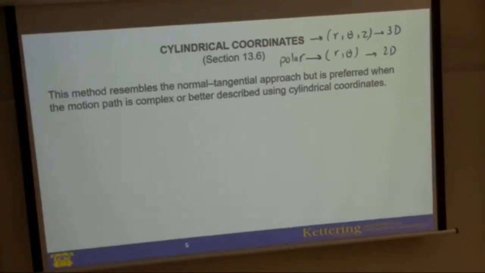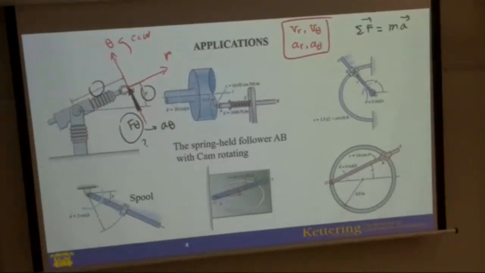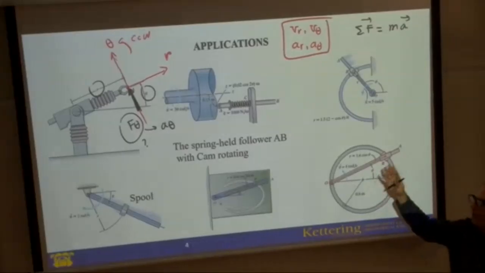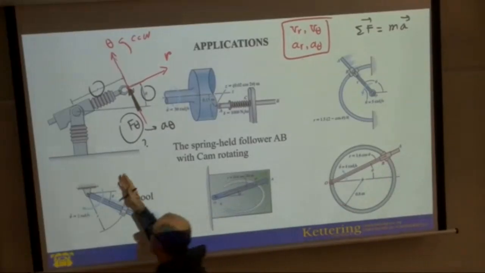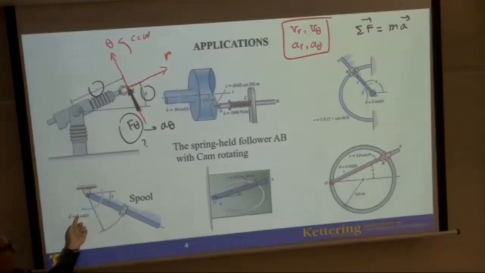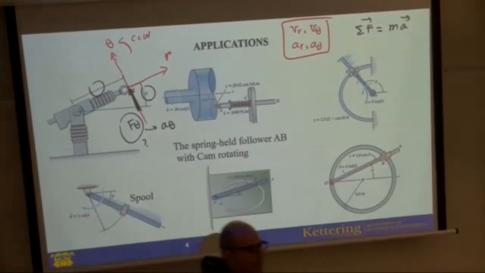Why do we need to use the cylindrical coordinate system? Because sometimes the problem or the motion you want to solve is more complex, and it is better described using the cylindrical coordinate system. As you can see in these applications, it is better to use the polar coordinate system. Why? There are r and theta in all of these. If you look at all of these, the position can be found using r and theta, and also using theta dot and theta double dot.